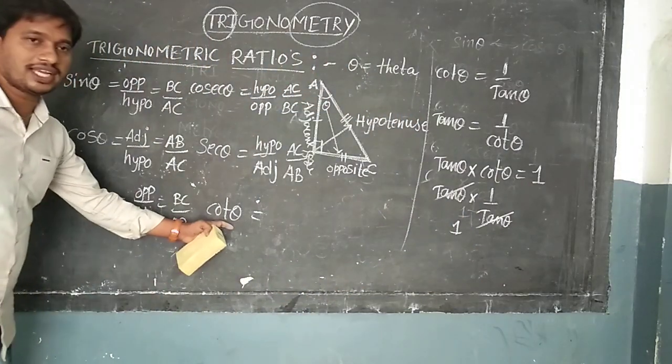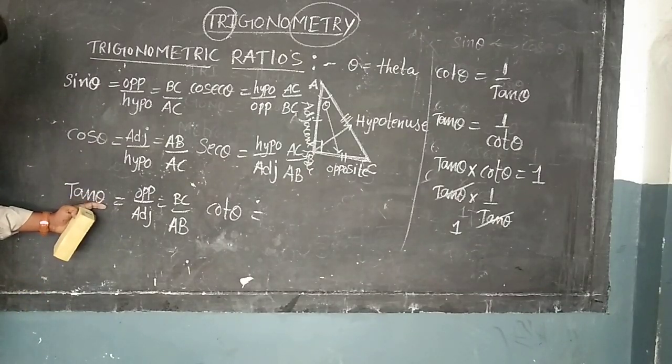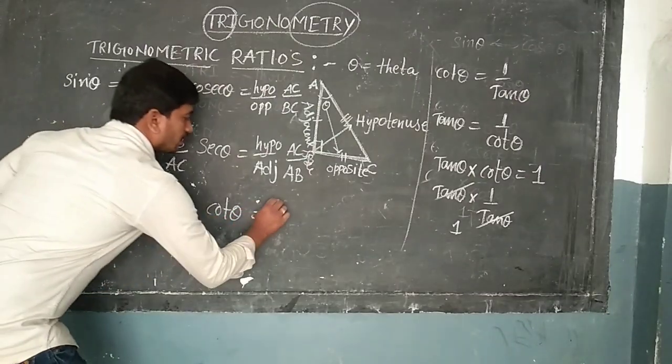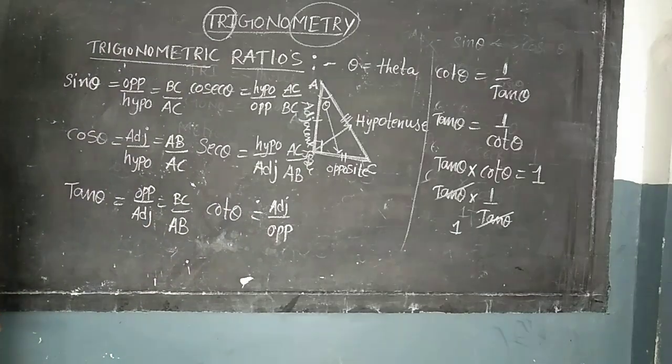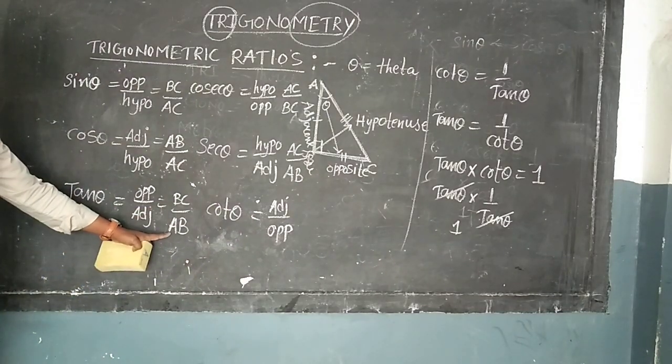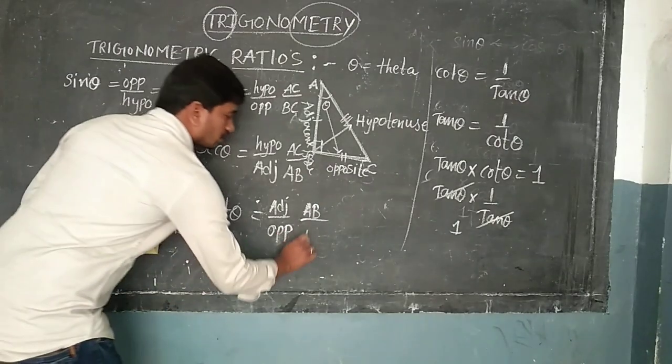So cot theta is the reciprocal of tan theta. As we know that tan theta is nothing but opposite by adjacent, so cot theta is nothing but adjacent by opposite. Students, what is adjacent? Adjacent is AB and opposite is BC.